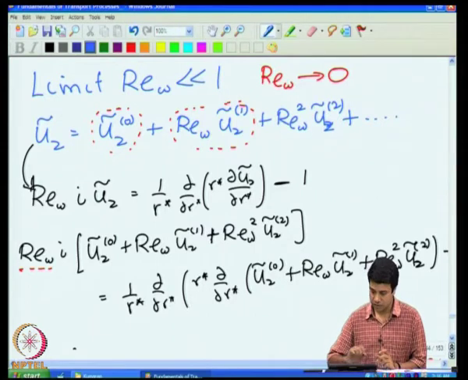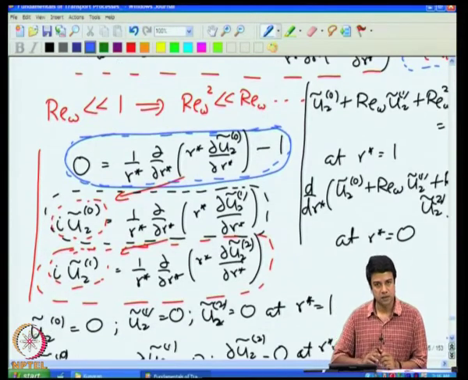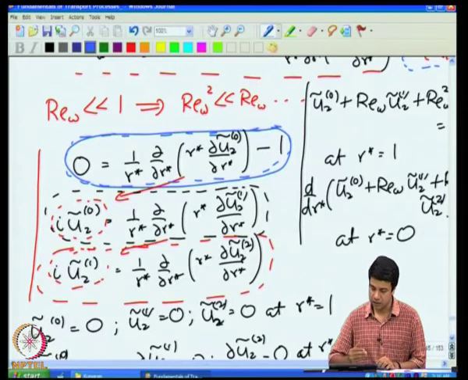Substitute this into the equation and end up with a series of equations, one which is order 1, implying that it remains finite in the limit as Re goes to 0. Then I have the order Re equations proportional to Re omega in the limit as Re omega goes to 0. The next higher is the equation proportional to Re omega square, and so on. And in the limit Re omega going to 0, each of these individually has to be balanced, and from that I get a series and I can solve at each order in Re omega.